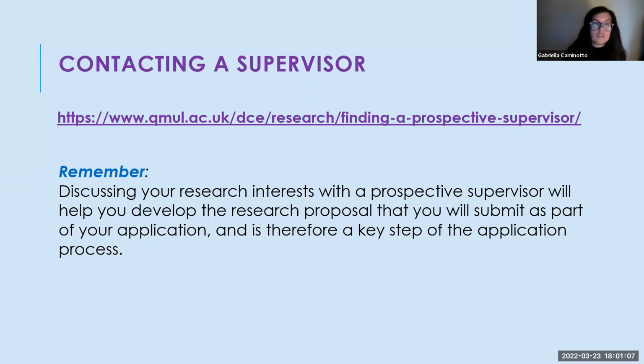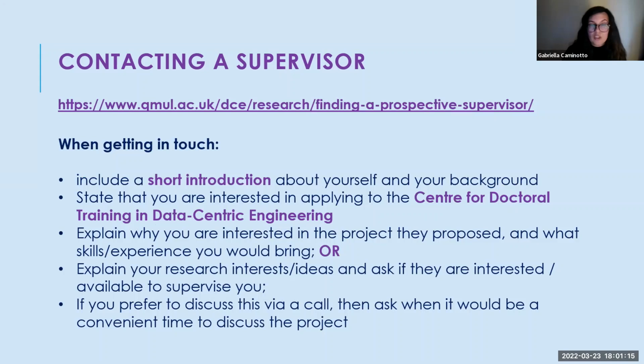Obviously, if you're lost and you need some support, do get in touch with us. But as far as you can, do some background research. So when you're getting in touch, if you don't know where to start, this is quite a useful template, I suppose. You can include a short introduction about yourself, your background in terms of work experience or skills, etc. State that you are interested in applying to our Centre for Doctoral Training. And if you're bringing your own research idea, give an indication of what that is and why you would be interested in working with this particular academic. Or if you're applying for a project proposed by this academic, then perhaps explain why you're interested in it and what skill set you would bring to the project. And then ask if it's possible to have a follow-up call or a meeting to discuss the project and the proposal together. So I hope this is a helpful template to make the first step.